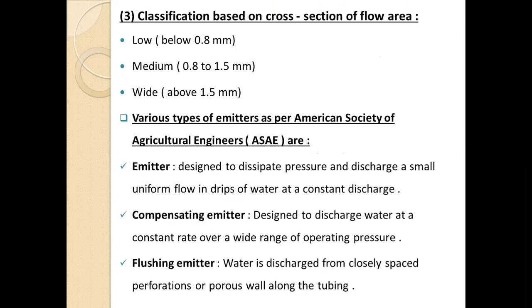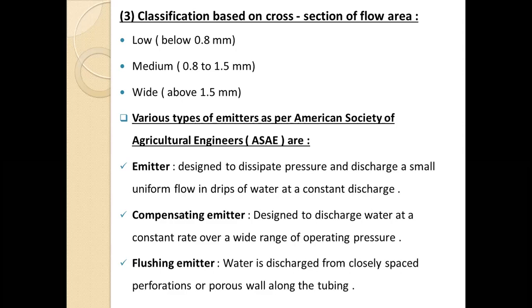Third is classification based on the cross section of the flow area, in which low is below 0.8 mm, between 0.8 to 1.5 mm is medium, and wide is above 1.5 mm.